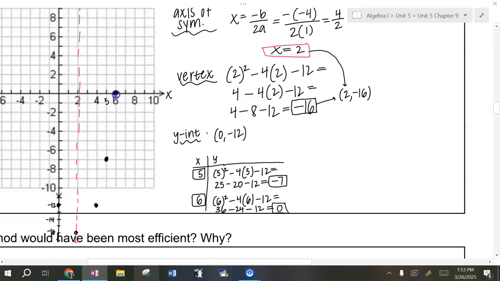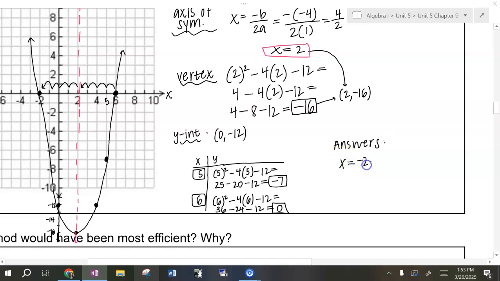That's an x-intercept. In order to find the other x-intercept on the other side of the parabola, you'll reflect this over the line of symmetry. So if this is 4 units away on the right, you're going to have to go 4 units away to the left. That'll land you at an x value of -2. So we know that there's going to be an x-intercept also at -2. After you graph it, you write your final answers. So our answers come from the x-intercepts, and they are x equals -2 and x equals 6.